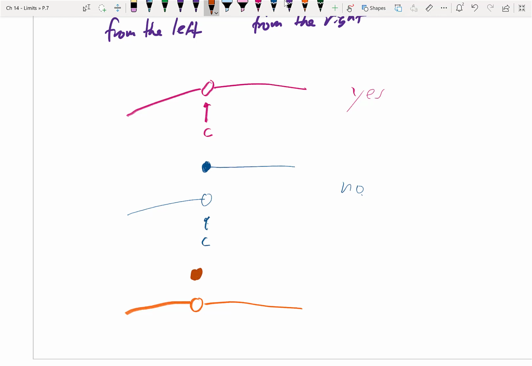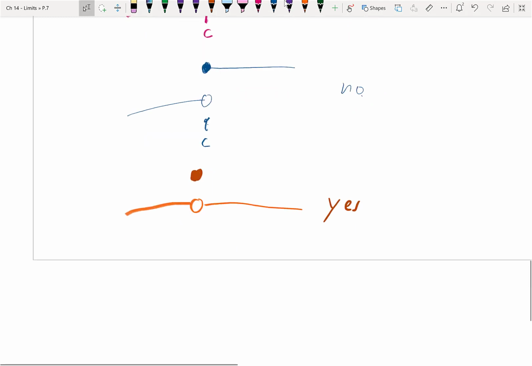Now it's okay. Okay, does that one have a limit as you approach from the left and from the right? Yeah. It's actually the same case as the first one. It doesn't matter that there's a disjointed point there. Okay, last one. What about this? Is there a limit as you approach from the left and the right? And is that limit the same?